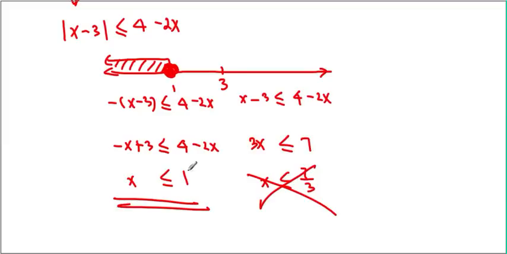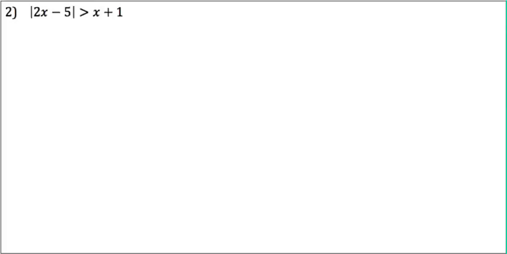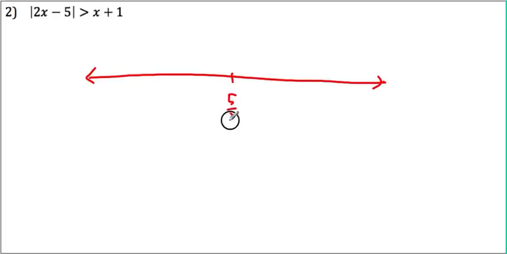Alright, let's move on to the next question. How about here? You see the borderline will be 5 over 2. So before 5 over 2, this absolute value works like a negative sign, so we're going to have negative (2x minus 5) is greater than x plus 1. On the other hand, after 5 over 2, absolute value will work like nothing else. So in fact, we're going to have 2x minus 5 is greater than x plus 1.